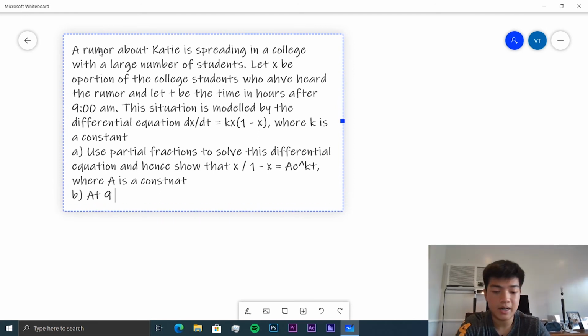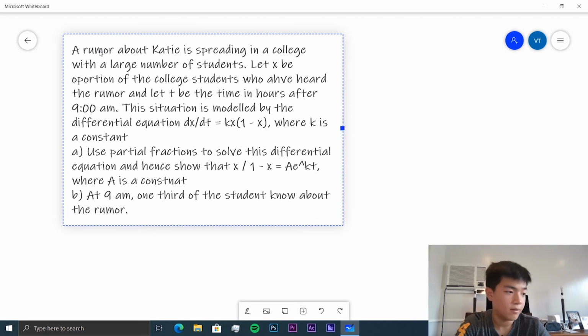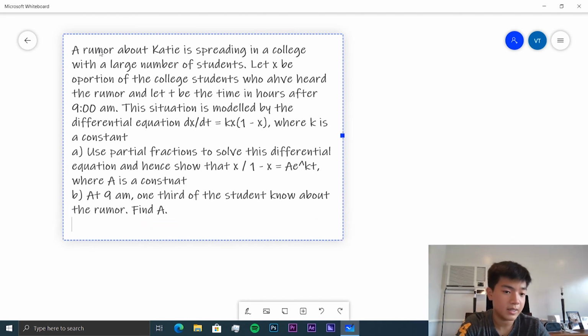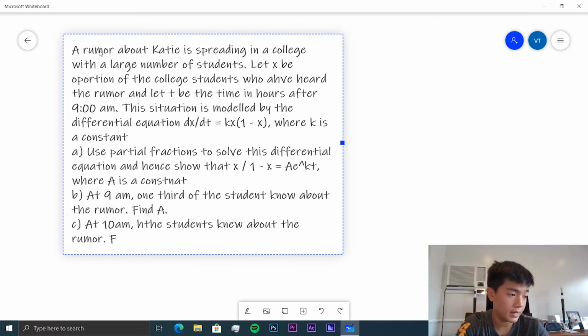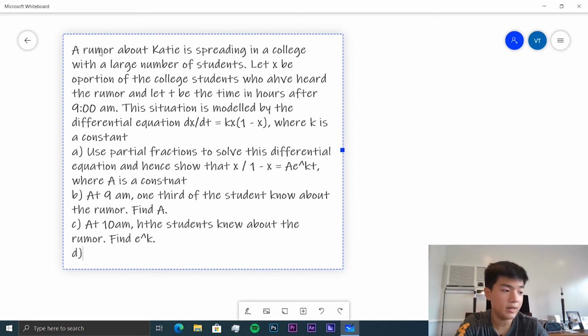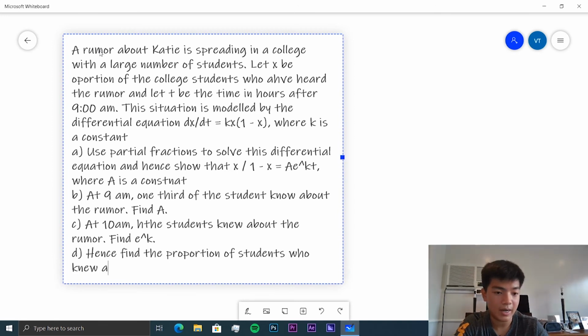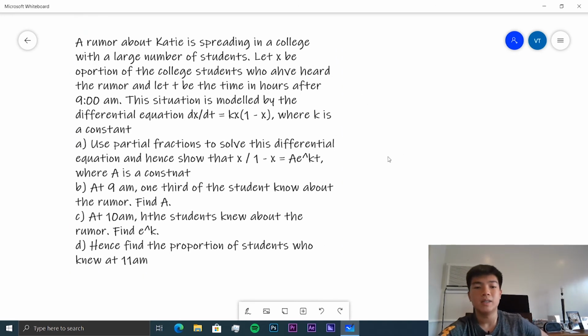Next, at 9 a.m., 1/3 of the students know about the rumor. Find a. Next, we have at 10 a.m., half of the students knew about the rumor. Find e to the k. And finally, hence, find the proportion of students who knew at 11 a.m. Okay, so let's get cracking.